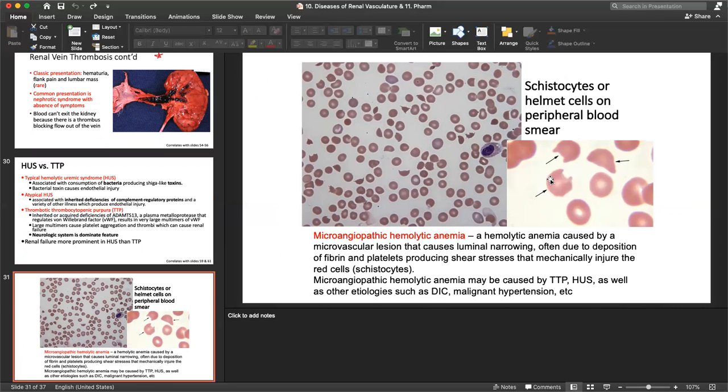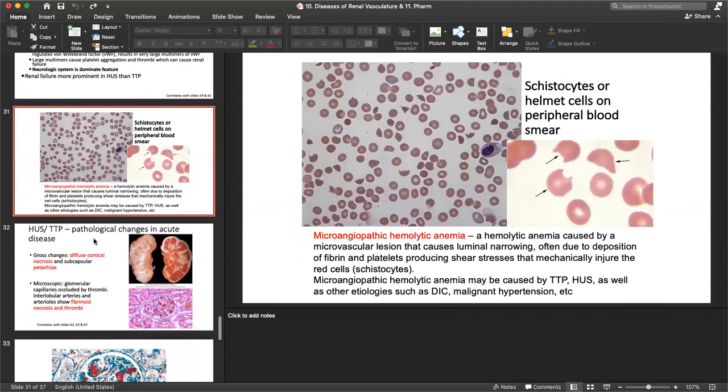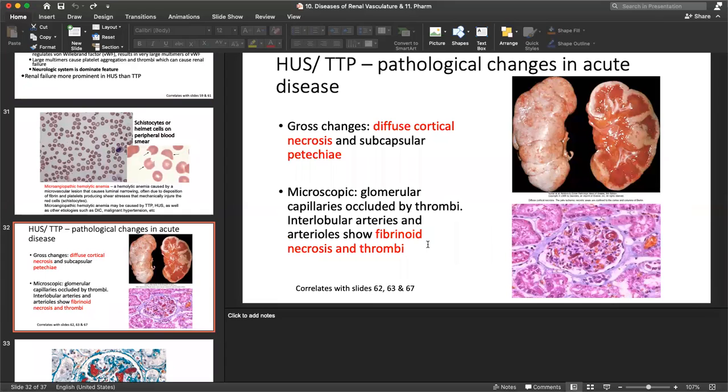And that's usually caused by TTP, HUS, and other things like DIC. Here's what it looks like. Gross changes, we've got diffuse cortical necrosis and petechiae. You can see the petechiae, the dots. And then microscopically, we see that fibroid necrosis. Remember that our fibroid necrosis was with our malignant atherosclerosis.